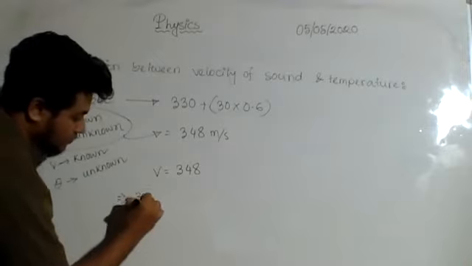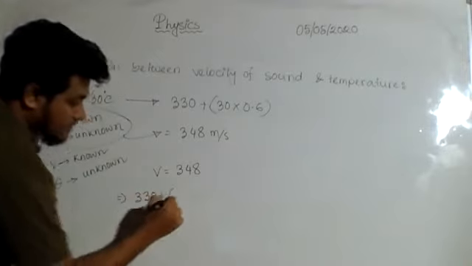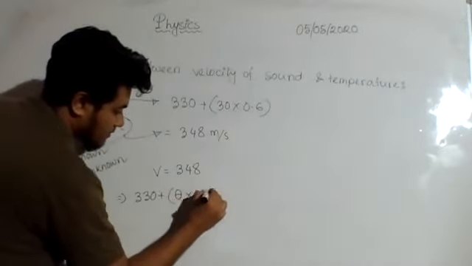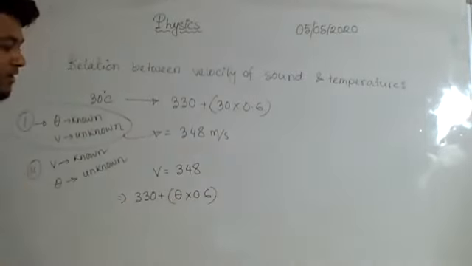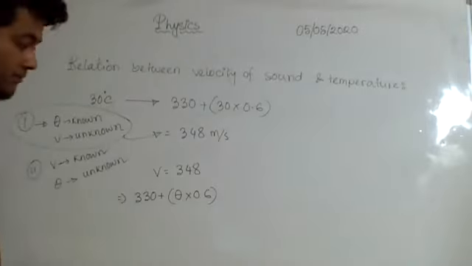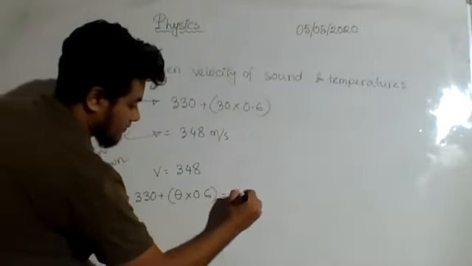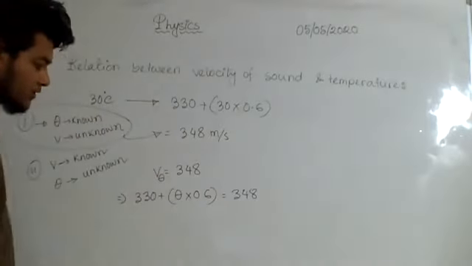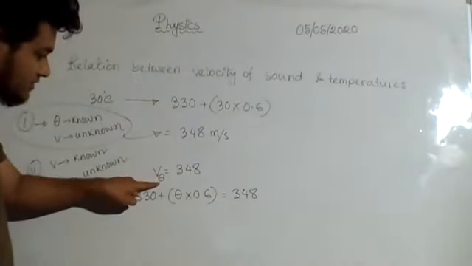Now this velocity equals what I can write? 330 plus 0.6 times theta. I do not know the temperature, so let us say the temperature is theta. This is supposed to be the temperature at theta degrees Celsius, right? And this value is given as 348. This is the velocity of sound at theta degrees Celsius.